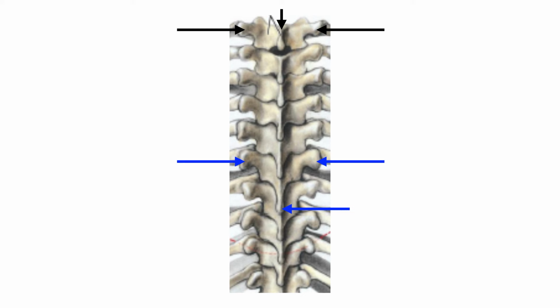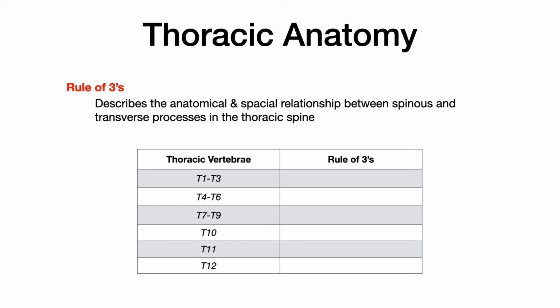And because that relationship changes depending on which thoracic vertebrae you're looking at, this becomes quite high yield for COMLEX, and test writers will love to see if you understand the relationship spatially between the spinous and transverse process. Now, because of that, you need to memorize and take away from this lecture the chart you see on this slide. And we call this the rule of threes because we group the thoracic vertebrae into groups of three.